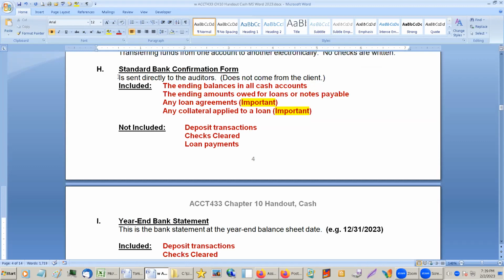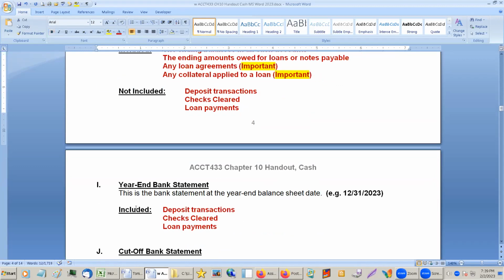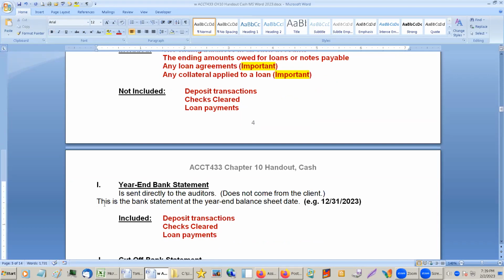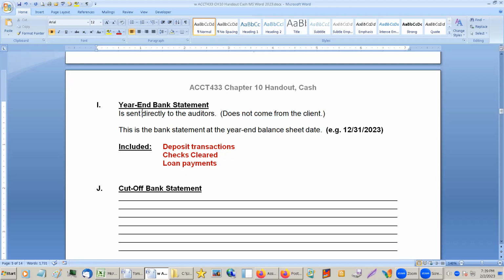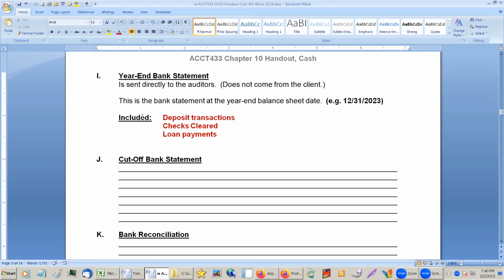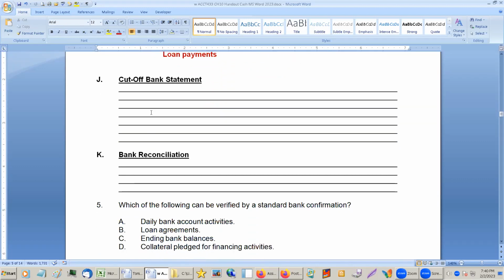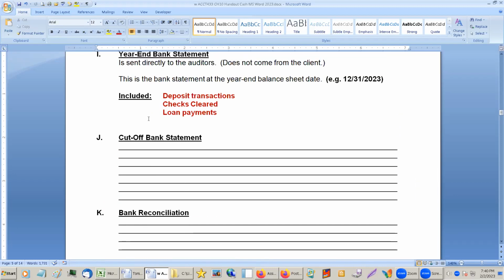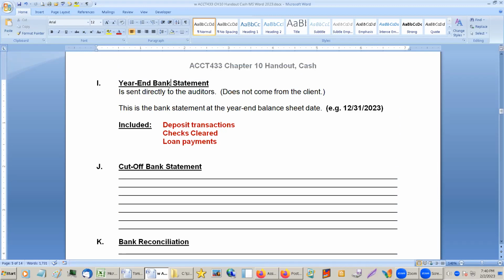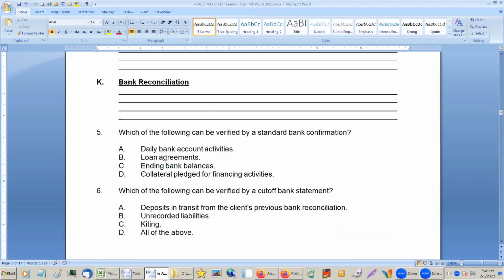By the way, this is also sent directly to the auditors for the same reason as up here. And you'll see the deposit transactions, checks cleared, loan payments, that'll all be included on the year-end bank statement. And the auditors get it directly. Okay. So this year-end bank statement, that's an important one. That'll have all the transactions and all that. It will go into the bank reconciliation. We'll talk about, actually, the next class we'll start doing some.